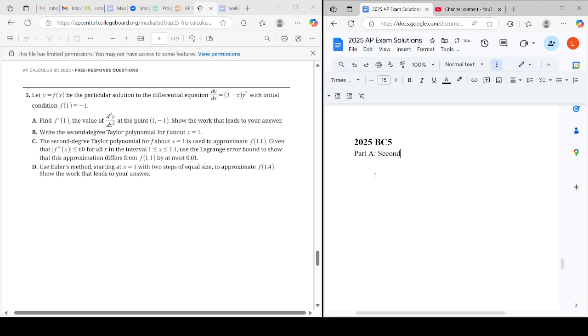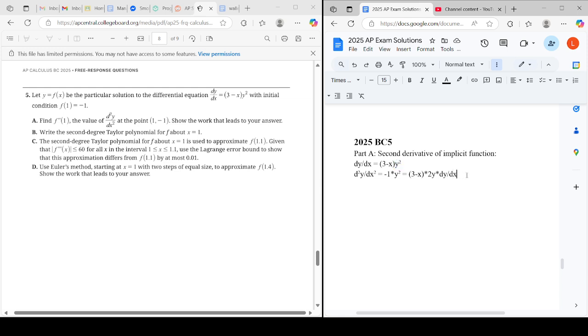So we need the second derivative of the implicit function, and we get dy over dx equals 3 minus x times y squared. Once we differentiate this, we get d squared y over dx squared. That's perfect. This becomes negative 1 times y squared, using the product rule, and then 3 minus x times 2y times dy over dx, because remember, this is an implicit derivative. So when you take the derivative with respect to x and differentiate a y term, you have to include this.